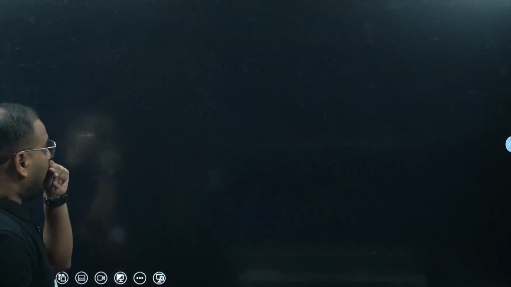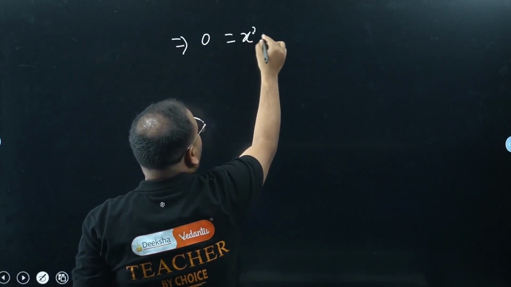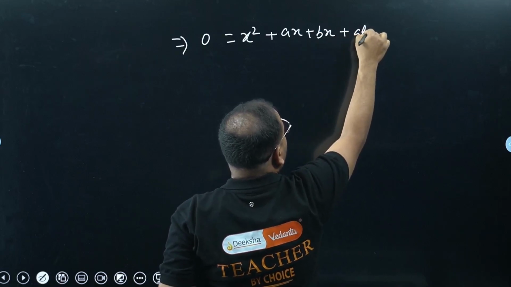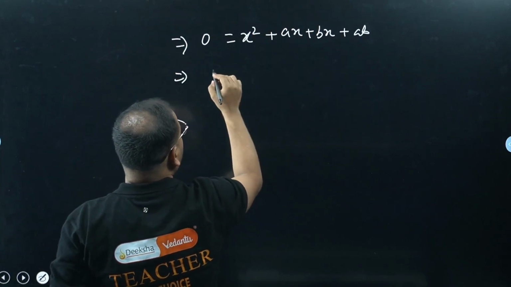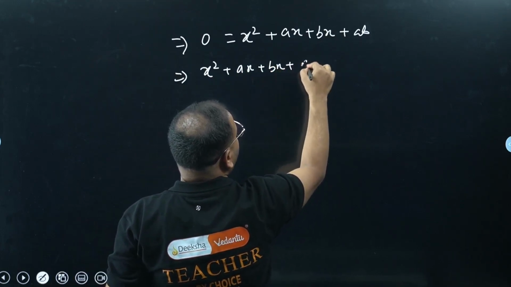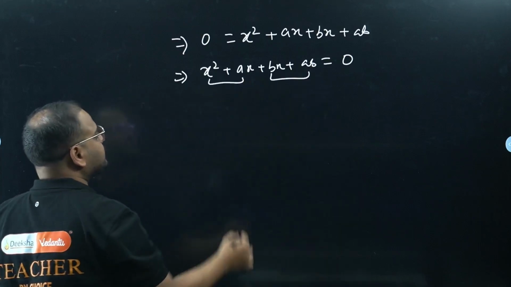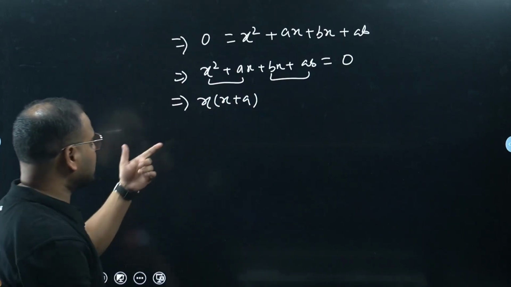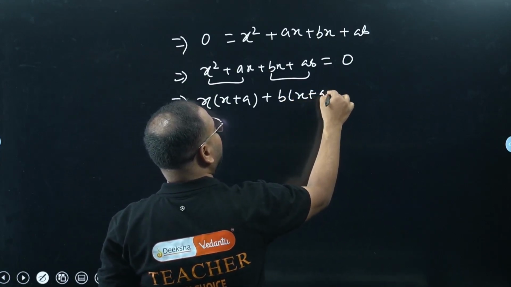Check here. I'm going to make this side 0 and this will be x square plus ax plus bx plus ab. Now do one thing, just write in this format: bring this over here, equal sign, 0 there. So I'll write it as x square plus ax plus bx plus ab equals 0. What is common in the first two terms? Take common to solve the quadratic. x is common, x plus a. Second thing, what is common? b is common. So I'll get x plus a again.